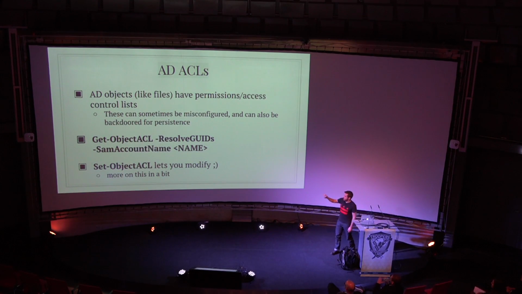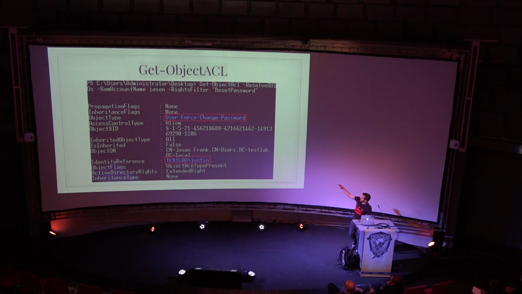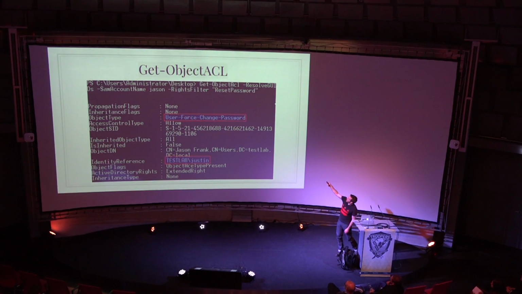The PowerView function to enumerate this is Get-ObjectAcl, and this little -ResolveGUIDs switch will resolve all the GUID strings of rights to what the right actually means. You just pass it a SAM account name, a display name, or whatever else, and it'll give you all the ACLs applicable to that particular domain object. There's also a Set-ObjectAcl that lets you modify these for backdooring reasons, which I'll cover in just a little bit. This is kind of what it'll look like.